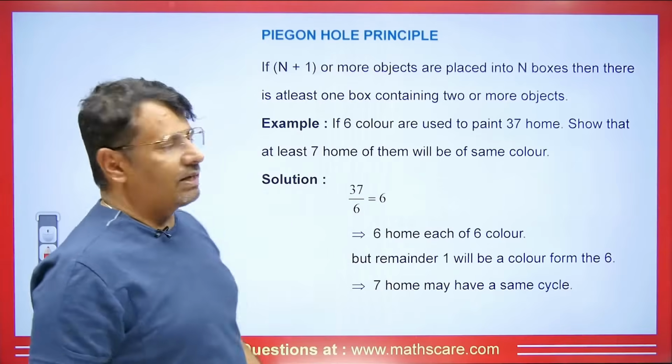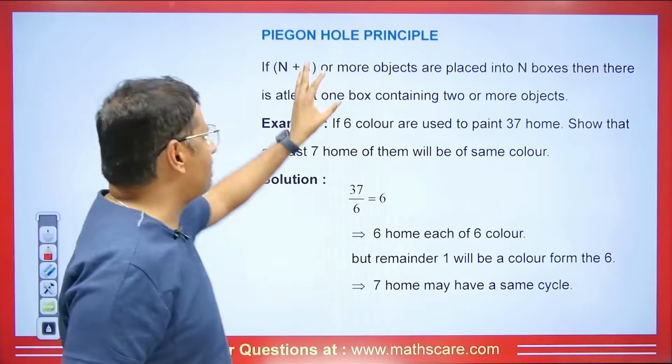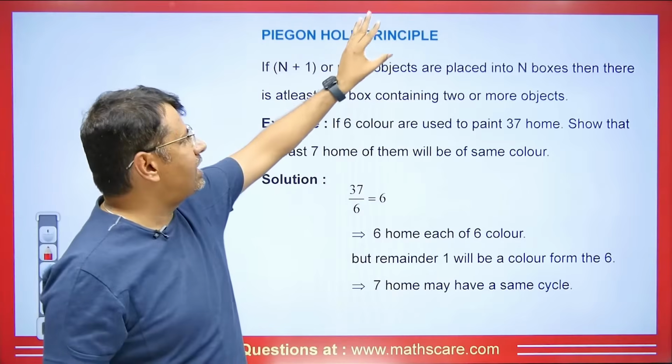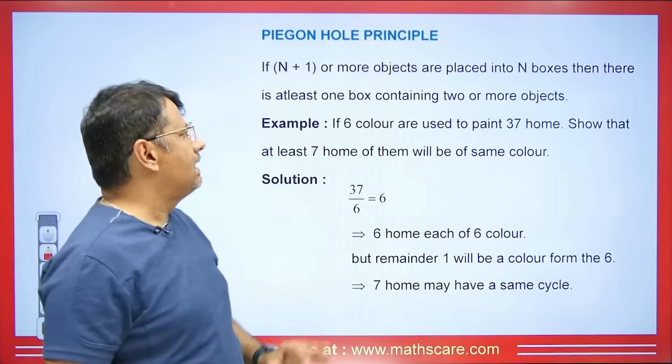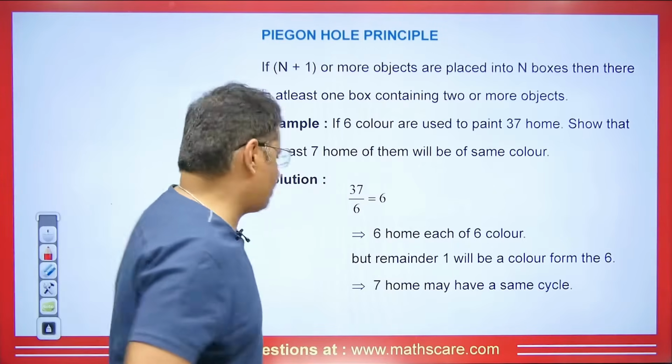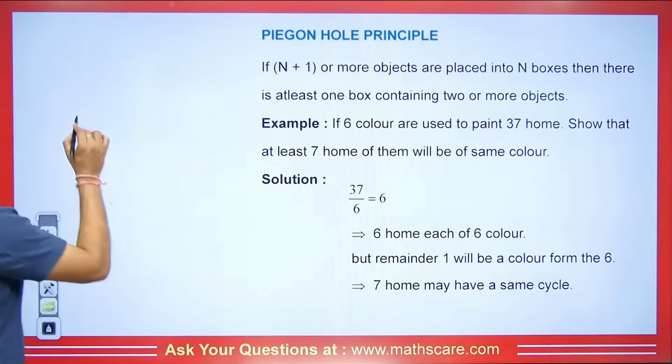If we talk about the Pigeonhole Principle, then first let's understand what actually this principle is. If n plus 1 or more objects are placed into n boxes, then there is at least one box containing 2 or more objects. So students, let's take an example.